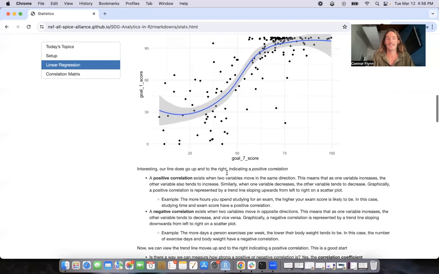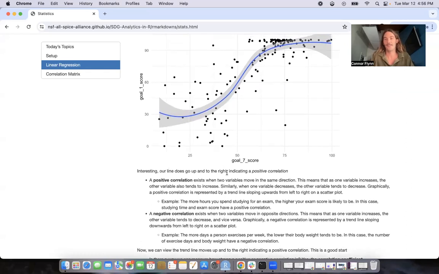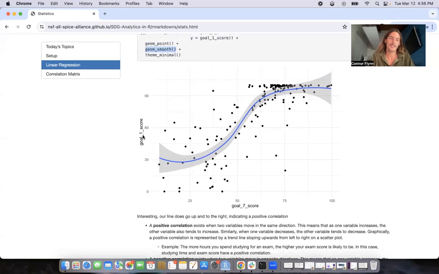A good example of this, I think, is the more hours you spend studying for an exam, the higher your exam score is likely to be. In this case, studying time and exam score will have a positive correlation. So if you could imagine, studying time was on the y-axis here, maybe in hours. If this was 30 hours, so a long amount of time studying, 60 hours, 90 hours. And then exam scores on the x-axis. This would be low exam scores, and right close to 100 would be high exam scores.